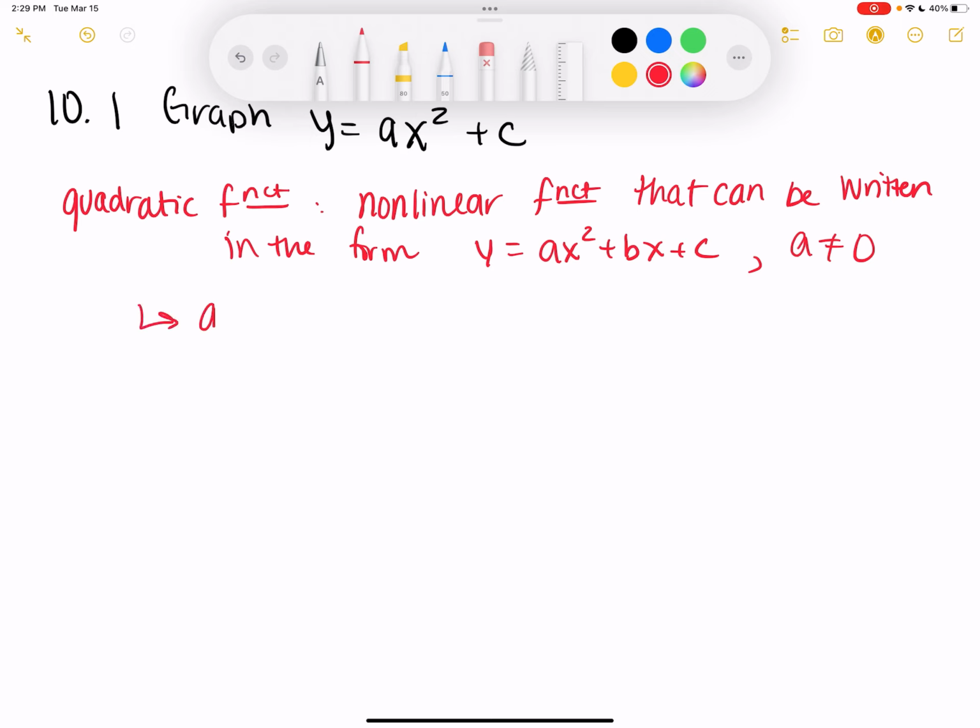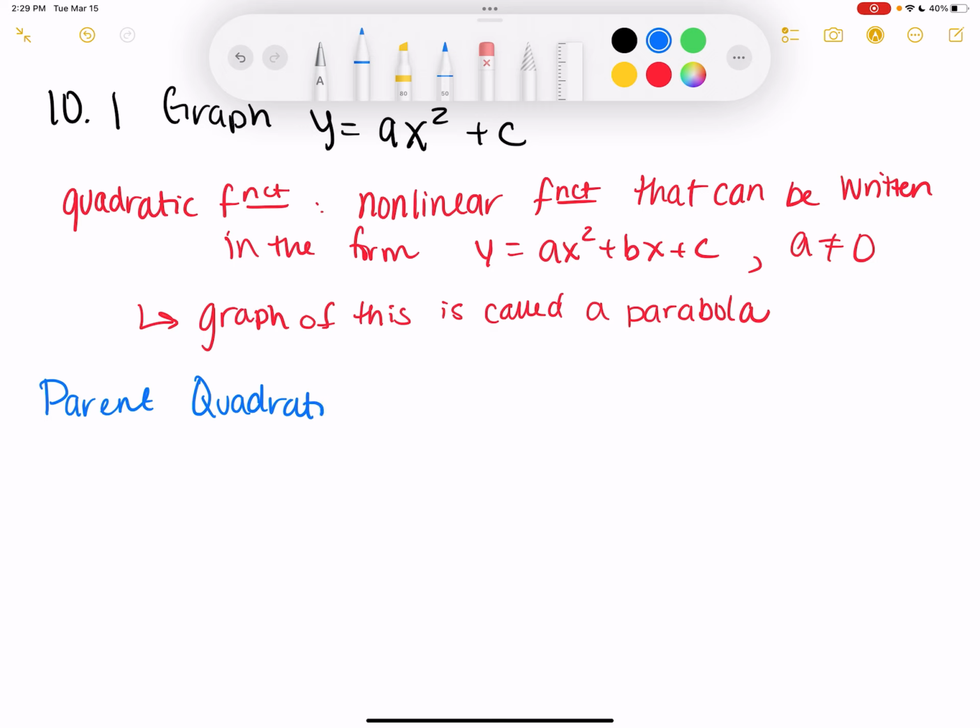The graph of this is called a parabola. Oh, I know. A parabola? I've seen that before. I didn't know what it was for.